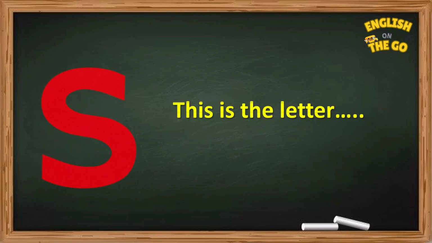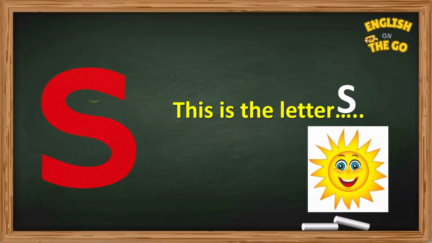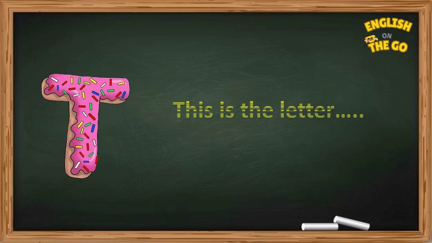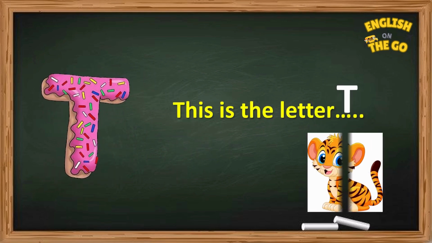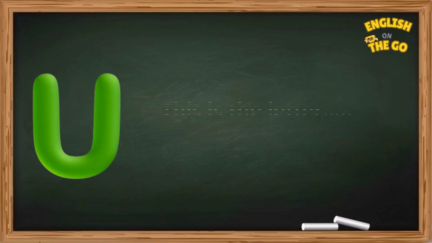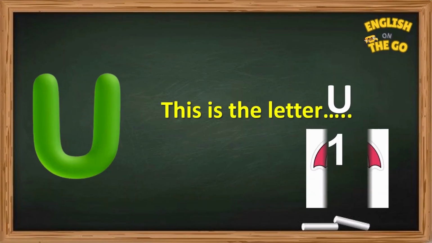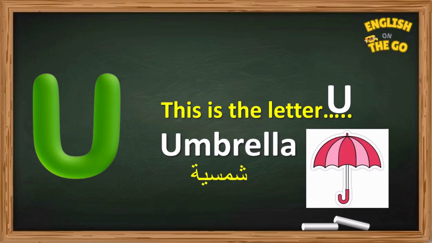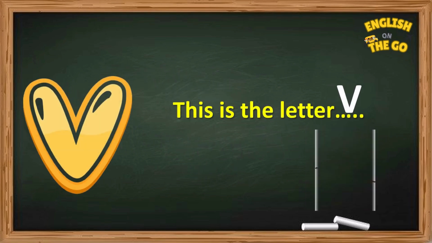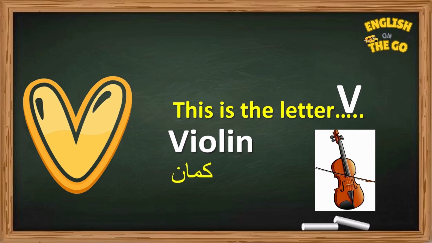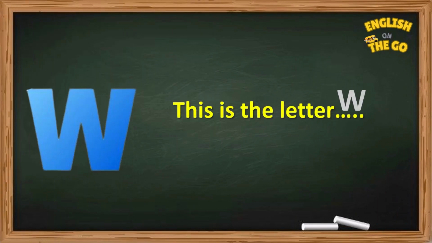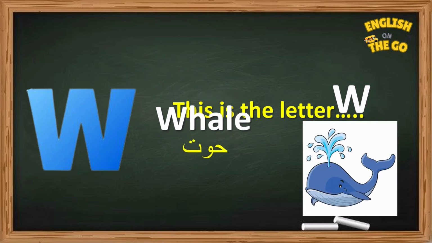This is the letter S. Sun. This is the letter T. Tiger. This is the letter U. Umbrella. This is the letter V. Violin. This is the letter W. Whale.